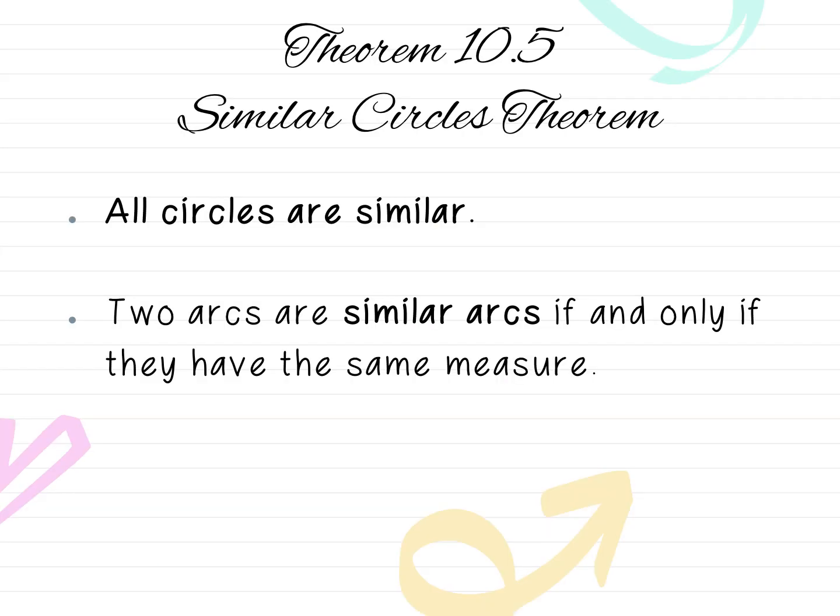The next theorem is called the similar circles theorem. And basically all you need to know is that all circles are always similar. Because if you remember back to your similar triangles chapter, this is where you had to use one of the shortcuts, angle, angle, side, or side, and show that the sides were proportional. Because the circles only have one length to compare, and that's the radii, all circles are always similar. So two arcs are similar arcs if and only if they have the same measure.